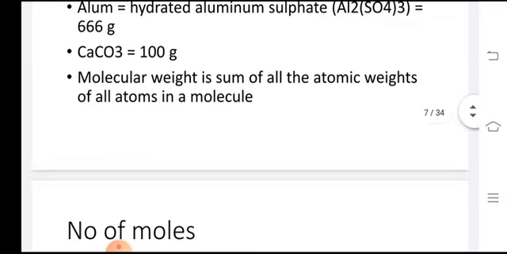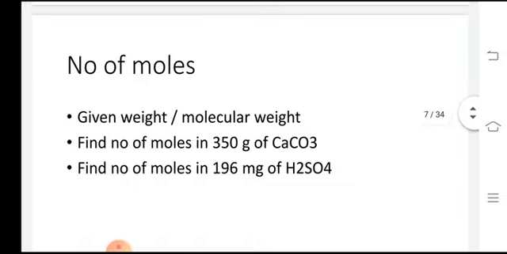Now we move forward to number of moles. What is number of moles? You know mole, what is mole? It is a unit to represent something, and in 1 mole we have a certain actual number of atoms, molecules, ions, or radicals, whatsoever it is. And how many will those be? It will be 6.03 into 10 power 23. So now we will be quantifying how many moles there are.